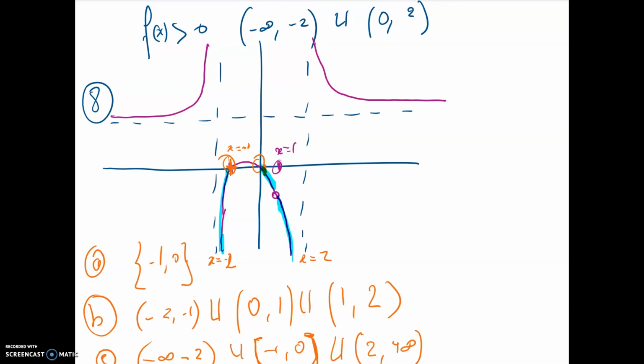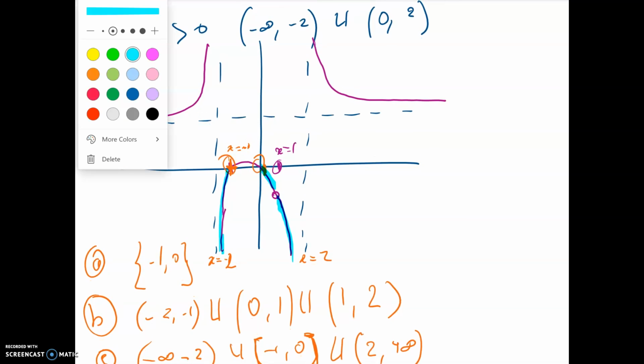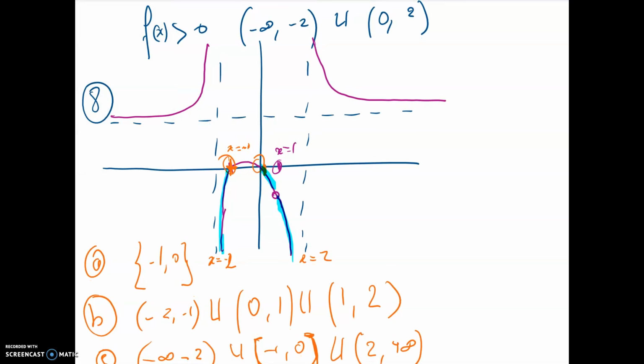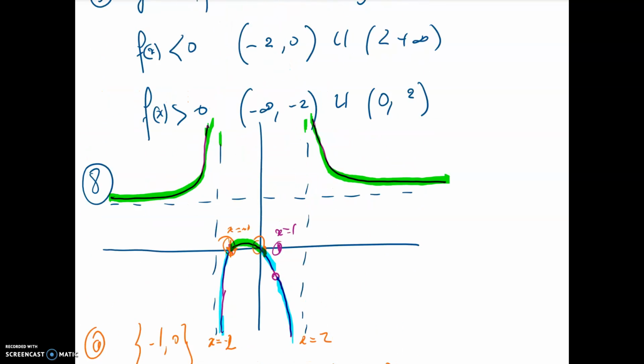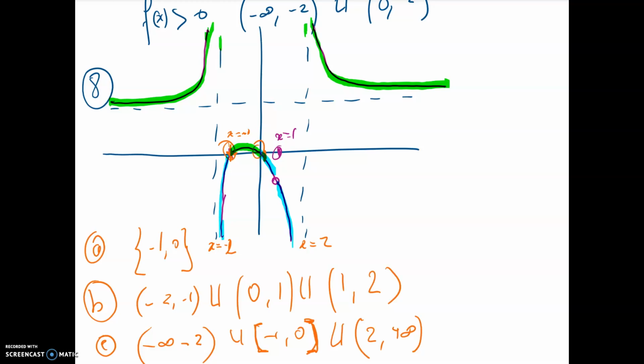So if I look at it, let me change the color, and I'm going to take green. This is where it's going to be positive, from negative infinity to negative 2, being right here. And then I'm going to have another part which is positive between negative 1 and x equals 0. And the last part is going to be from plus 2, which is the asymptote, to plus infinity. Okay, guys, so now let's move on to problem number 19.